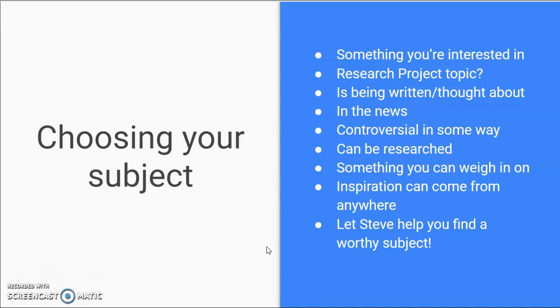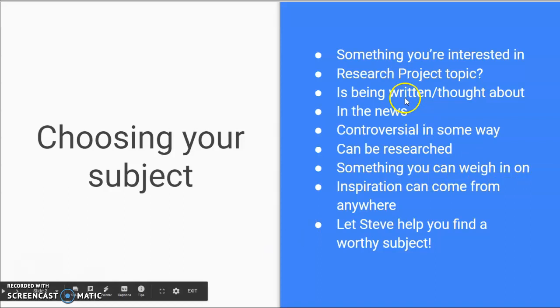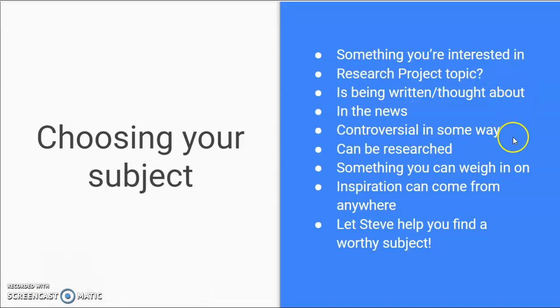Okay, if you do really find a topic or a subject that you're really in love with, you can just keep working on it all the way through to our big research project, the next big writing assignment that we'll be working on. Okay, your subject should be something that's written and thought about. It's in the news. It's controversial in some way. That is to say that people can hold many different opinions on it. Something that can be researched, and I'm going to talk more about research here in a moment. Something that you can weigh in on. That is to say you have a perspective that you would like other people to be aware of, maybe even share.